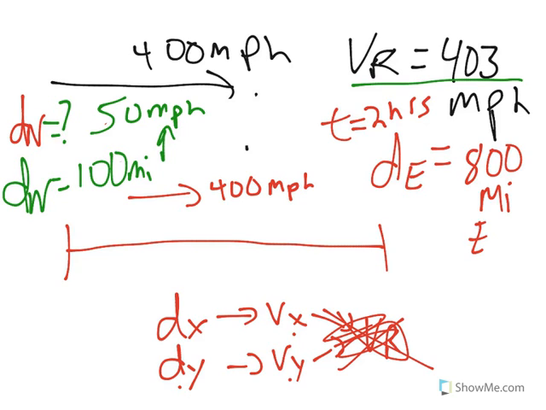Also notice that my time can go between the different directions. So time can travel between x's and y's, but the velocities cannot travel between x's and y's, nor can the distances.